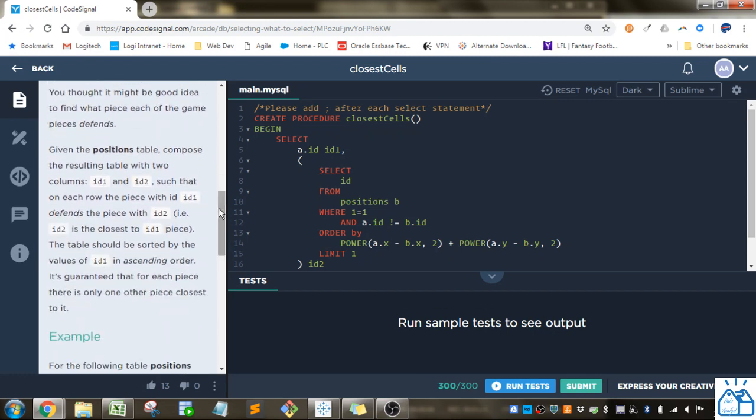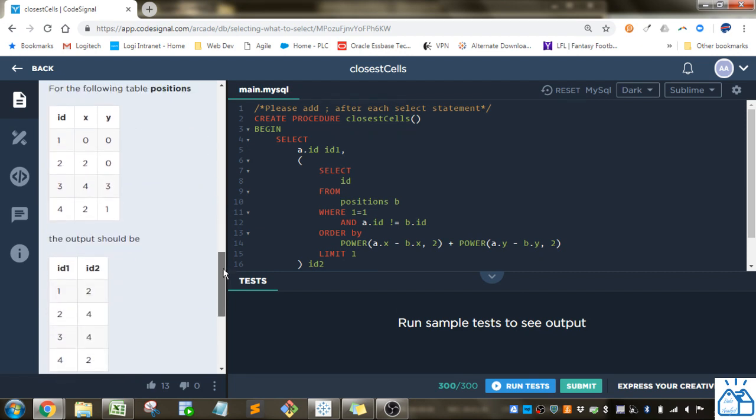You thought it would be a good idea to find what piece each of the game pieces defends. Given the positions table, compose the resulting table with two columns, ID1 and ID2, such that on each row the piece with ID1 defends the piece with ID2, i.e. ID2 is the closest to ID1. The table should be sorted by the values of ID1 in ascending order. It is guaranteed that for each piece there's only one other piece closest to it.